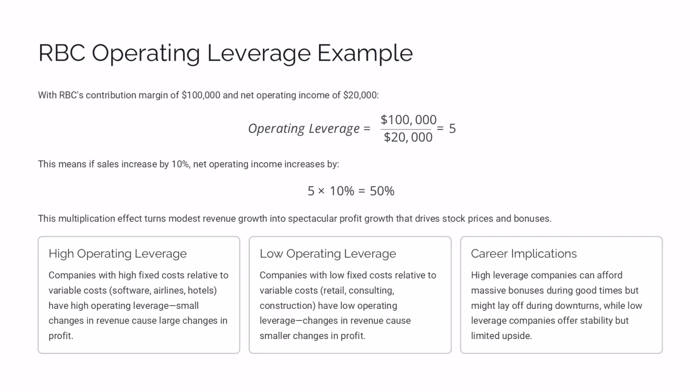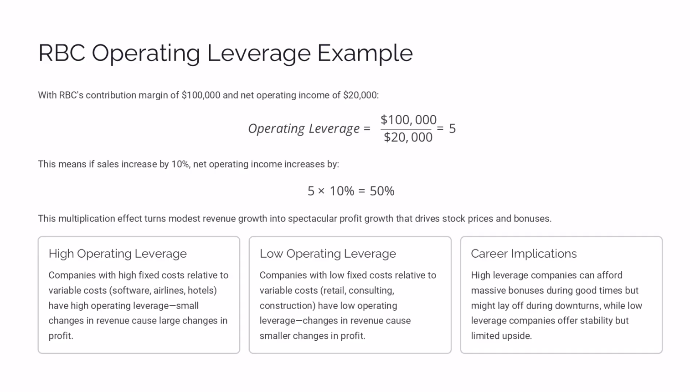Think about choosing between job offers. A company with high operating leverage can afford massive bonuses during good times, but might lay off during downturns, while low operating leverage companies offer stability but limited upside, and understanding this helps you choose based on your risk tolerance and career goals.